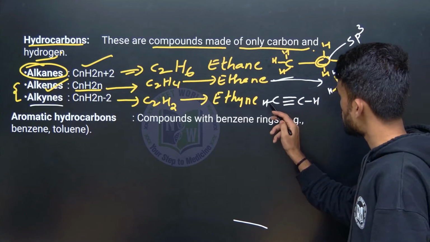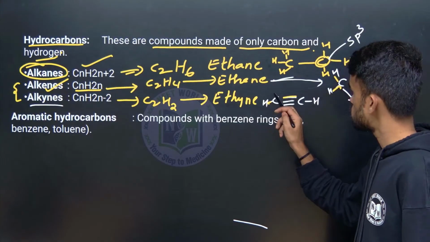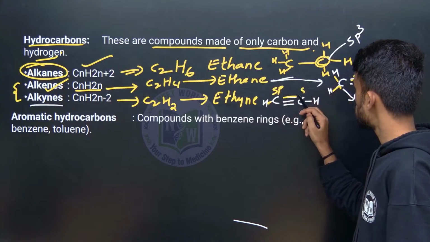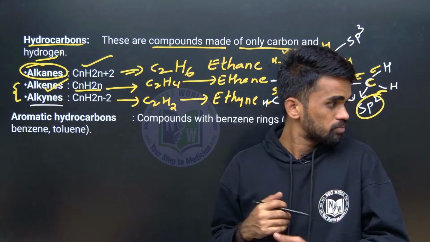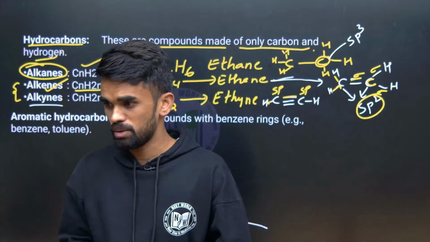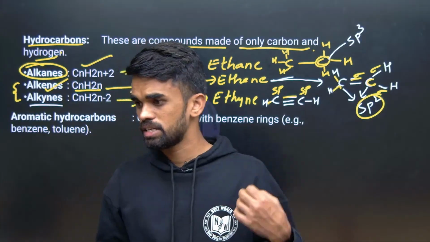Now what about this? How many sigma bonds are there? Here 1 and here 1. 2 sigmas only, so here sp. Clear now? So the number of sigma bonds gives its hybridization number. Number of sigma bonds plus number of lone pair electrons gives its hybridization number.